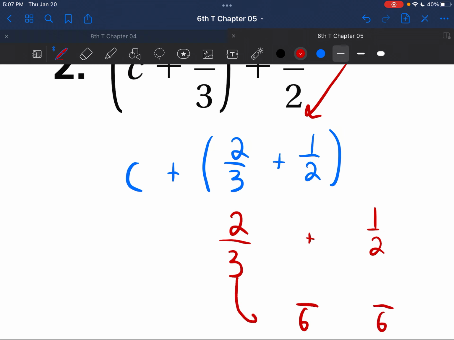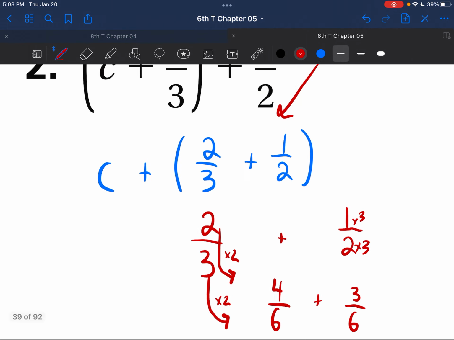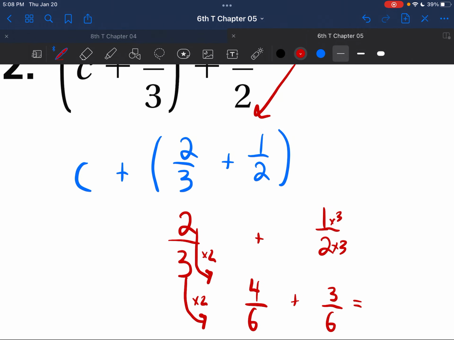So I'm just going to write down something over 6 over here and something over 6 over here. So how do I get from 3 to 6? I'm going to do times 2, and I'm going to do this times 2. You get 2 times 2 is 4. And then how do I get from 2 to 6 over there? I would do times what? Times 3, and then I have to multiply it on top, right? Times 3 as well. So 1 times 3 is 3. And then now I just need to add 4 over 6 plus 3 over 6, which actually gives you what? We get 7 over 6.